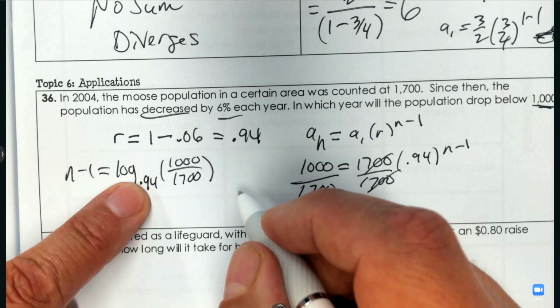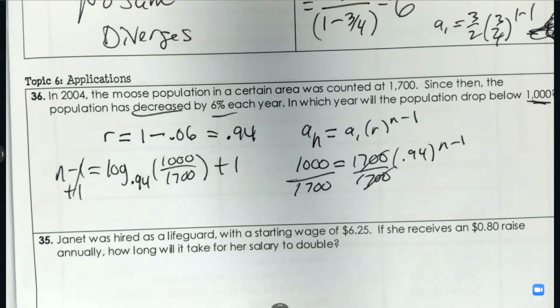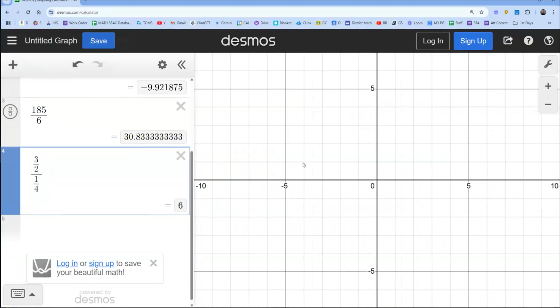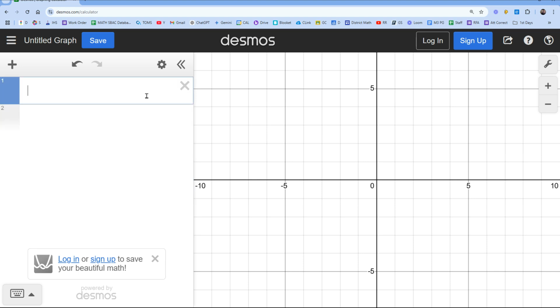To this, we're going to add 1 to both sides. And then I'm going to go to my calculator. So that's what I'm going to type in the calculator. I'm going to remind you, how do you type a logarithm into the calculator? So first type in log. And then we first type in what's inside the logarithm. That's 1,000 divided by 1,700. And then we divide, and we do another log, with the base, which is 0.94. And then we're going to add 1.